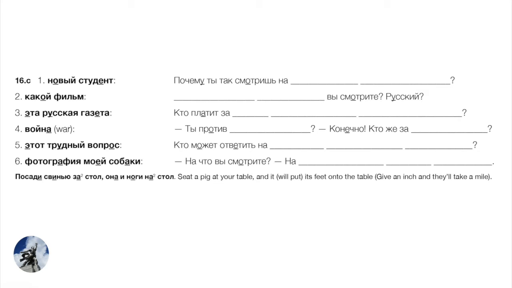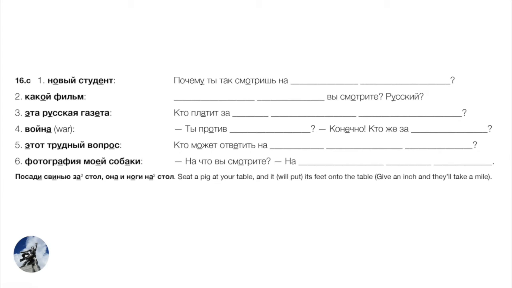Okay, finally, six. Фотография моей собаки. Okay, this is a kind of example that always confuses students, almost always, early in first year Russian. Let's analyze this phrase carefully. Фотография моей собаки. Okay, photograph, that's obvious. That's in the nominative. Фотография. What about моей собаки? Okay, that's in the genitive, right? Моей собаки is in the genitive. Okay, so this phrase means a photograph of my dog.